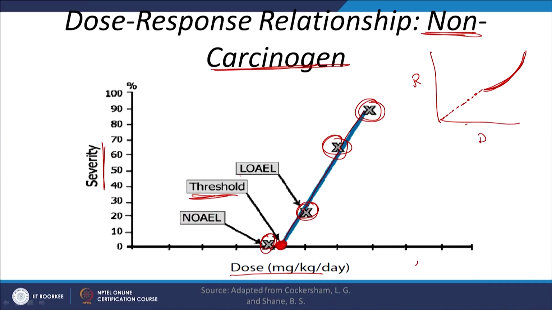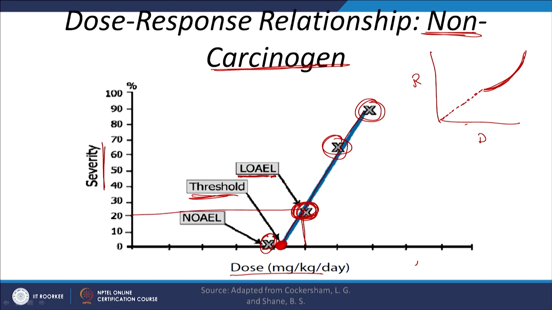So, in this context there are 2 or 3 terms that we need to look at other than threshold. One is the lowest observed adverse effect level, or LOAEL. Again I repeat, it is the lowest observed adverse effect level, right. So, obviously it is self explanatory. What does it mean? What is the lowest concentration? As you see, this is the lowest concentration at which some adverse effect has been noticed, right.